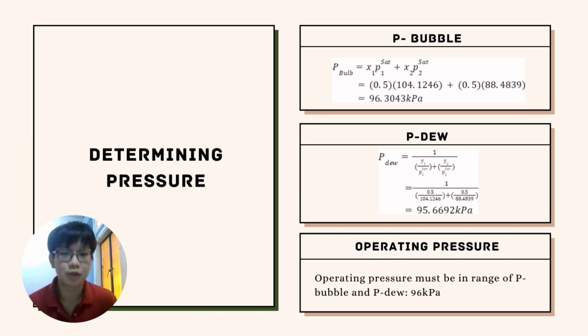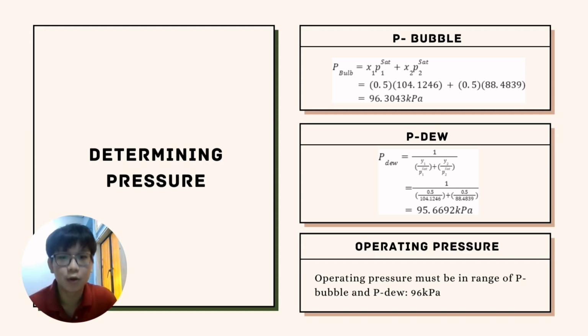After calculating the P saturation for acetone and chloroform, we will now determine the different pressures, which are bubble pressure, dew pressure, and the operating pressure. For all the compositions used in calculating the different pressures, x1, x2, y1, and y2, we will refer to the overall composition we assumed before, which is 0.5 for acetone and 0.5 for chloroform.